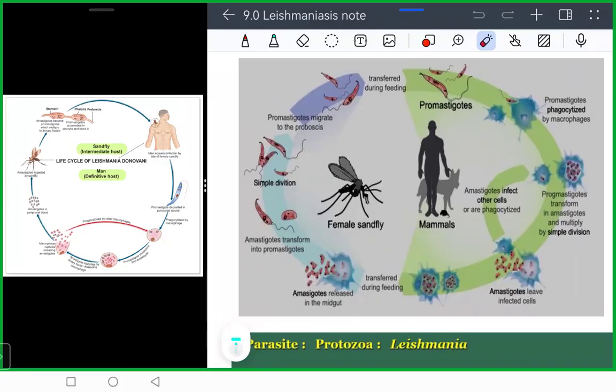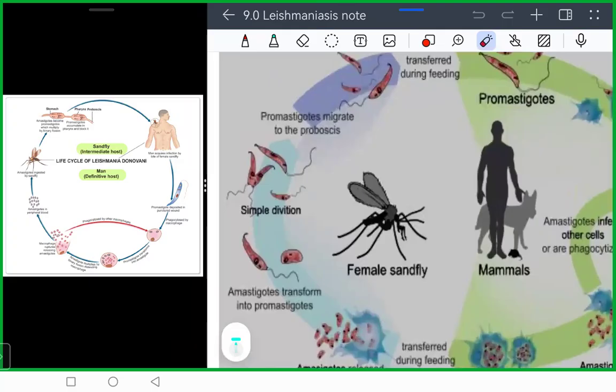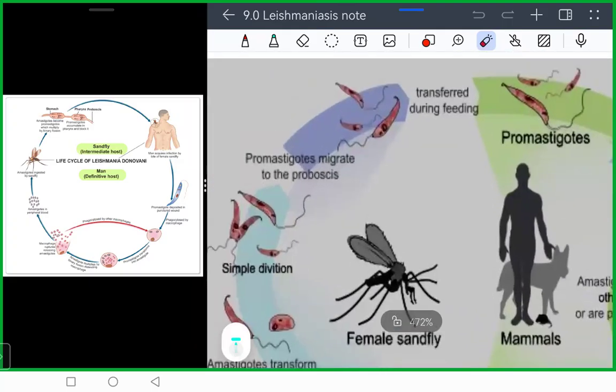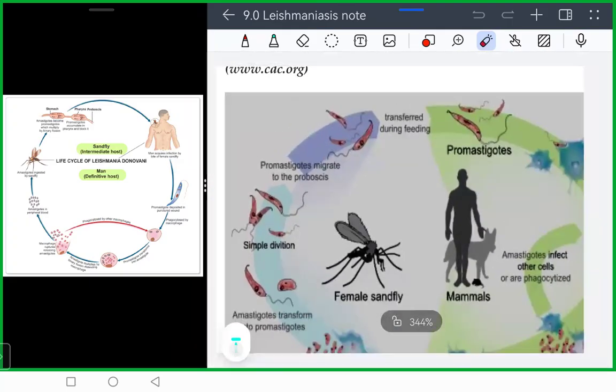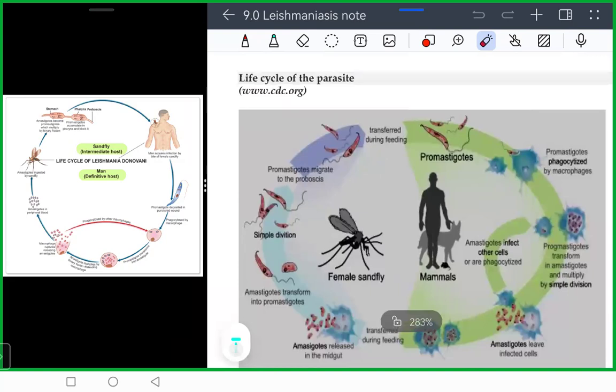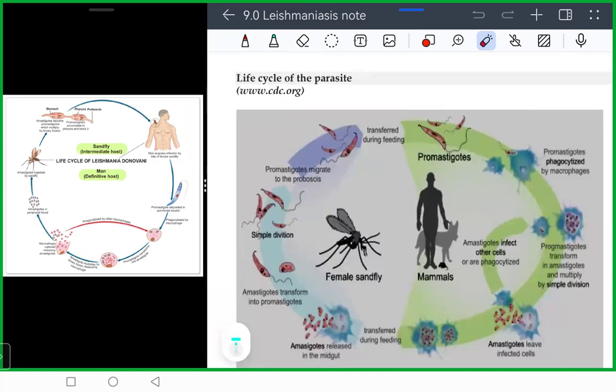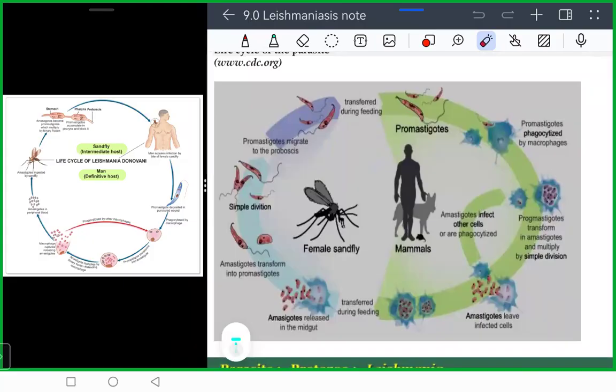are causing the clinical disease, and then it goes to the sandfly, which is the intermediate host, and inside the sandfly gut, it is converted into promastigotes, which have an anterior flagellum, and it is the motile form of this Leishmania donovani, and those are causing the infection to man, which is the host.